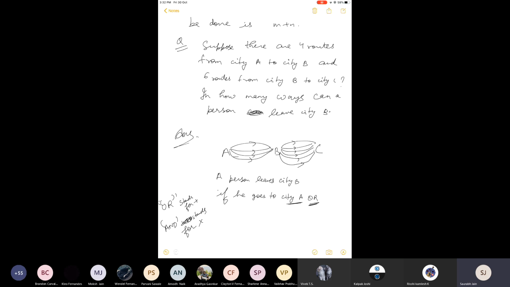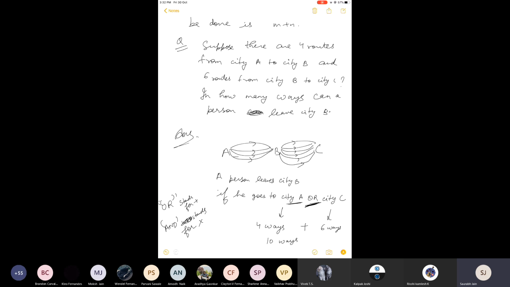So what happened in that case? First, he will travel from A to B and then from B to C. So the word "and" was coming. But here the word "or" is coming. Because a person leaves city B, he goes to city A or city C. The word "or" is coming. So in how many ways can he go to city A? Four ways. In how many ways can he go to city C? Six ways. Six routes are there. "Or" stands for plus.